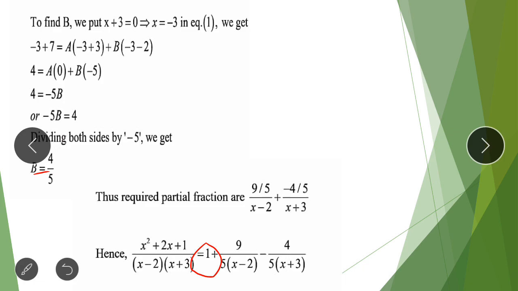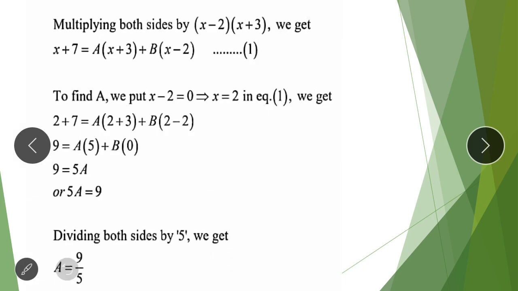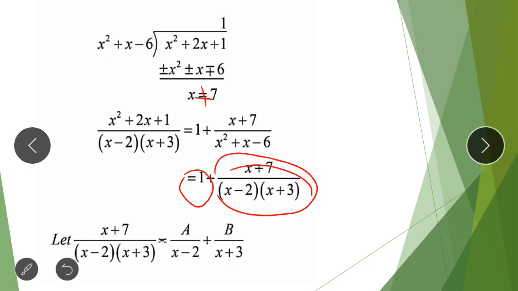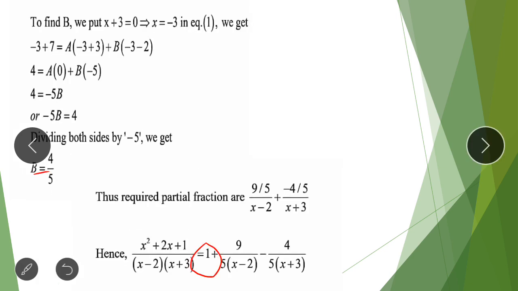Because this is the part of this. So 1 plus, and you can see here now 1 plus, we have found the partial fractions of these, so we can write this: 9 upon 5, here this 5 can come in the denominator and this 5 can come in the denominator, plus minus will result in minus here.